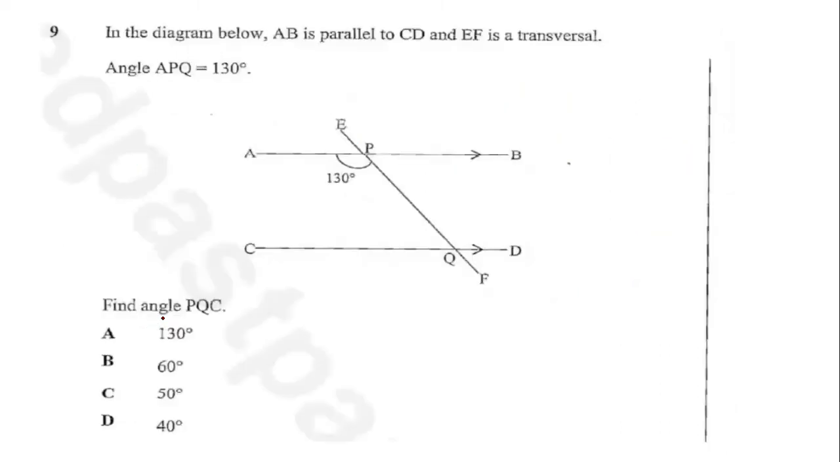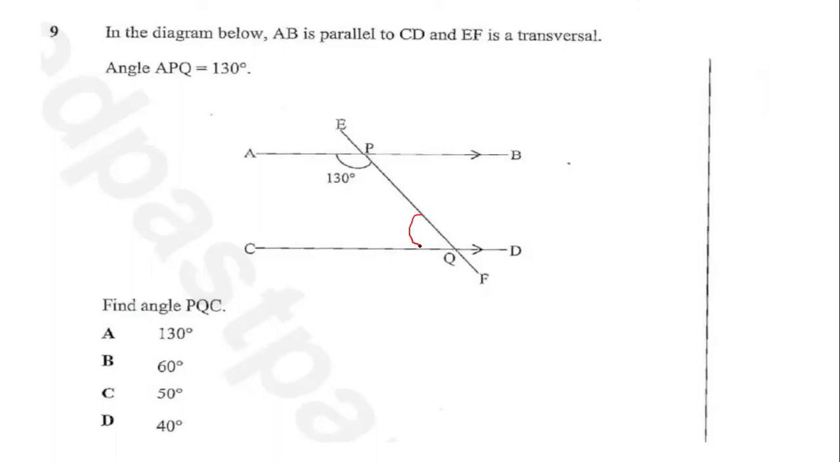Question 9. In the diagram below, AB is parallel to CD and EF is a transversal. Angle APQ is equal to 130 degrees, so this is what they have given us here. Then the question reads, find angle PQC. So we are finding this angle.